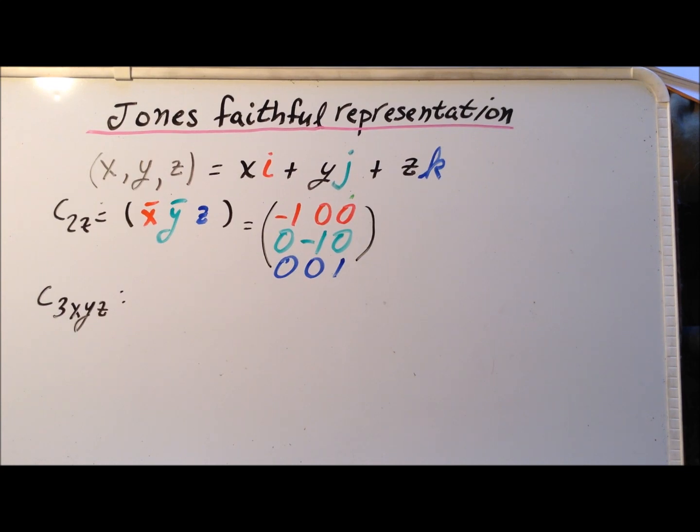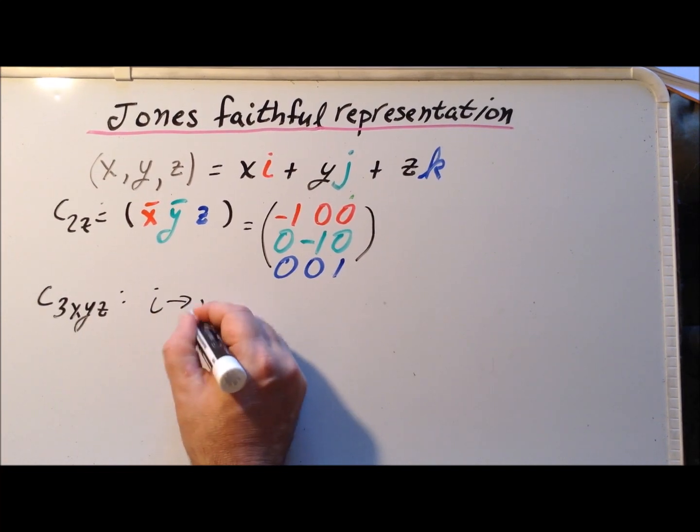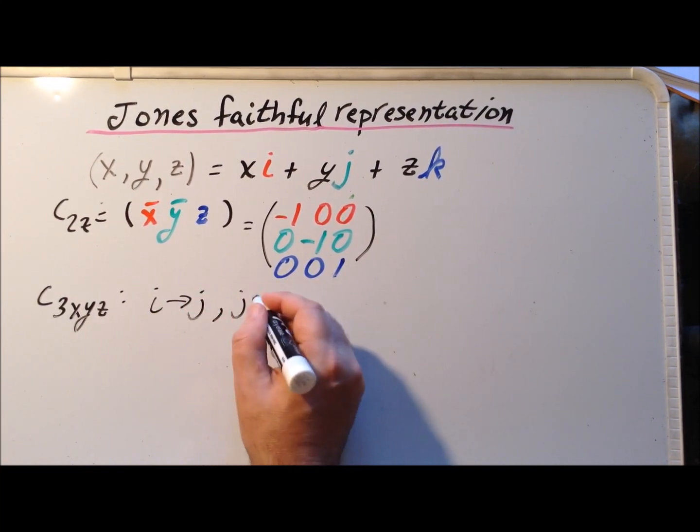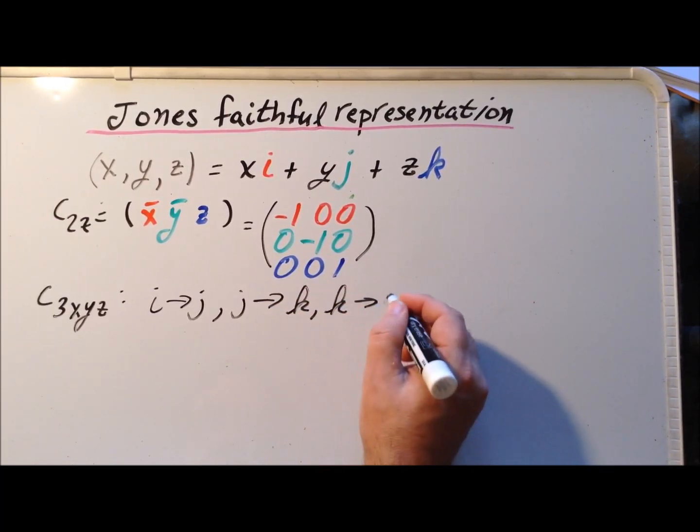For our next example, we're going to look at the C₃ rotation around the point x equals y equals z. We recall from our previous video that this particular rotation takes the i vector into j, j into k, and then k back into i. So i goes to j, j goes to k, and then k goes to i.